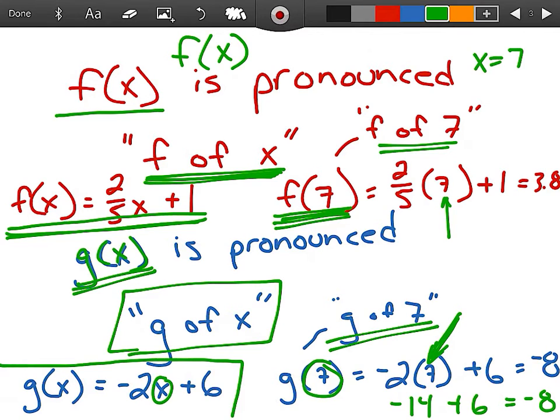It does not mean g times 7. It means the g of x with x equal to 7. But in order, we don't say all that. We make it short and say g of 7.